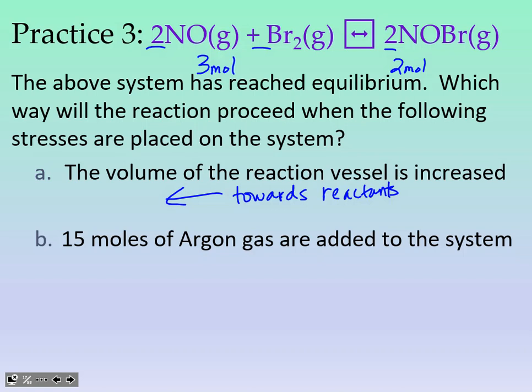How about adding 15 moles of argon? It's not going to affect the equilibrium system, good, because argon is an inert gas. So this would remain the same, or no change. No shift, no change.